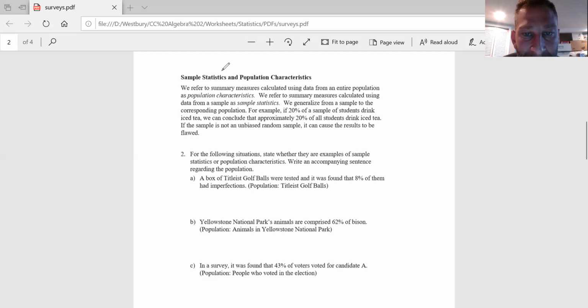So let's see what we got here. For the following situations, state whether they are examples of sample statistics or population characteristics. Write an accompanying sentence regarding the population. See if I can do this by typing. That might make things a little bit easier for us.